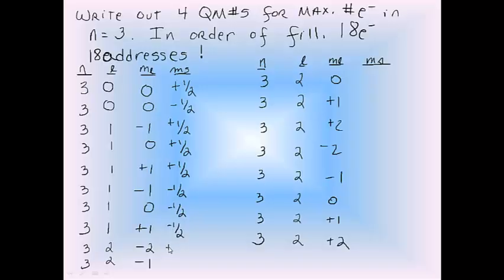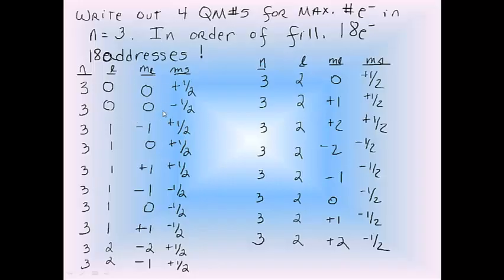Okay, this is the 4 principal quantum numbers for 18 electrons, what I refer to as 18 addresses. Every one of them different. The first column is N, principal quantum number, energy and size. The second column is L, shape. The third column, M sub L, the orbitals, axes. The fourth column is the spin of the electrons, either spinning clockwise or counterclockwise. Plus 1/2 means clockwise, negative 1/2 means counterclockwise.